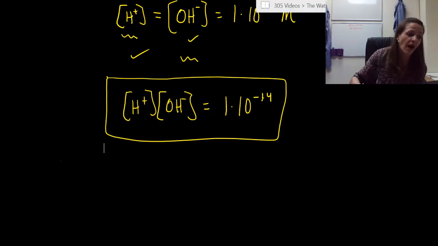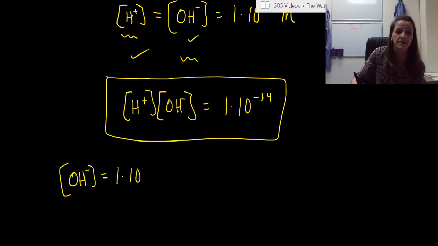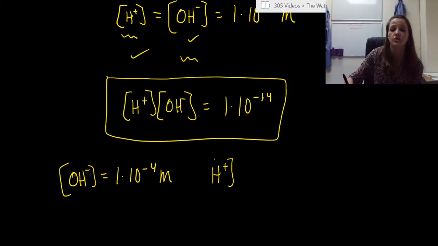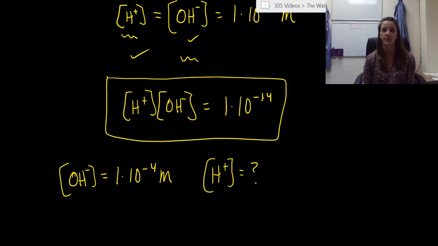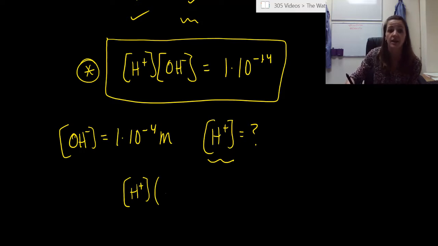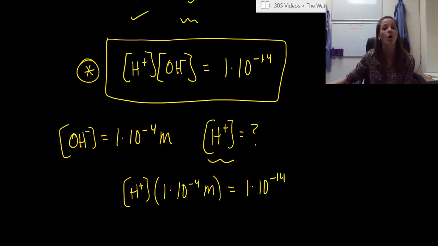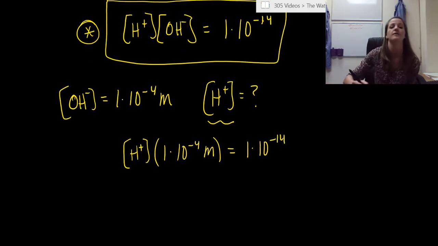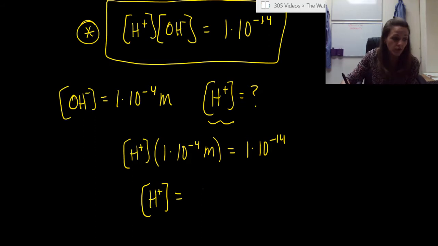Based on that information, if I tell you that you have a solution and its hydroxide concentration is equal to 1 times 10 to the negative 4th molar, I want to know what is the concentration of your hydronium ion. Go. All right, did you get an answer? Hopefully you did. All you had to do was use this equation up here and solve for your hydronium ion. So I would have written the H plus concentration, that's what we're solving for, times our concentration of our hydroxide ion, which is 1 times 10 to the negative 4th molar, and that's equal to 1 times 10 to the negative 14th. Now all you have to do is take 1 times 10 to the negative 14th, divide it by 1 times 10 to the negative 4th, and you end up with your hydronium concentration equal to 1 times 10 to the negative 10th molar. Easy peasy, right?